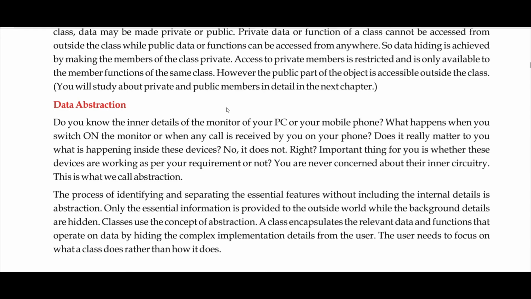Suppose you have a car, and in the car there is a steering wheel, there are brake, clutch, and accelerator, and you have a gear system. In most of the cars now there is no gear system also. So basically you have a steering wheel and you have brake, clutch, and accelerator. You just simply get into the car, you put the ignition on, and you just simply drive your car to your destination. You are not concerned about the internal details of this car.